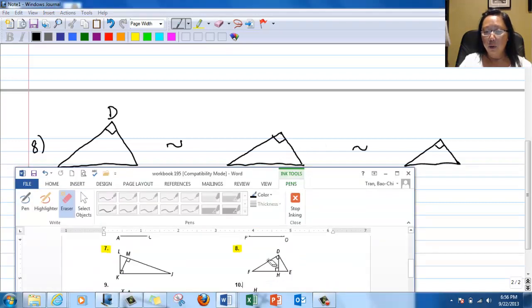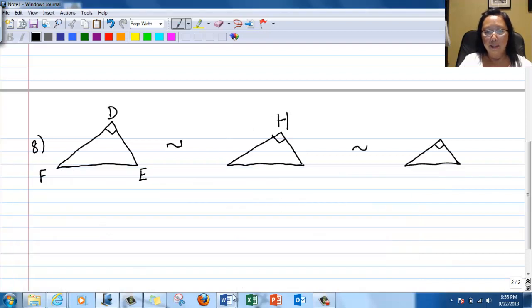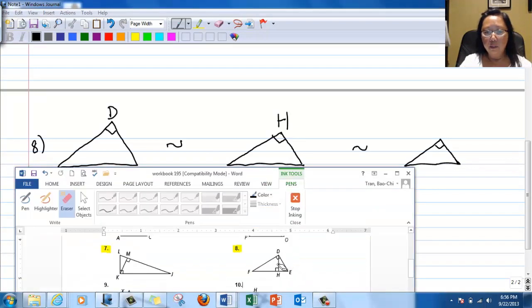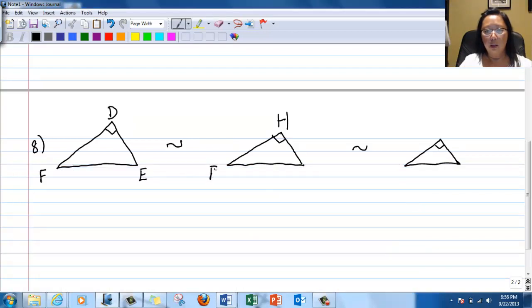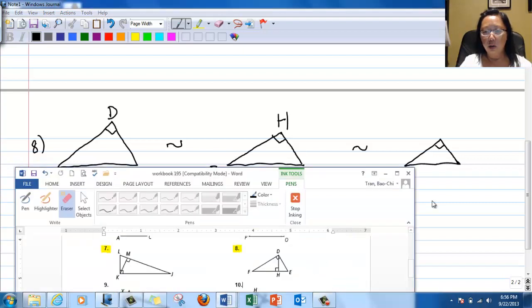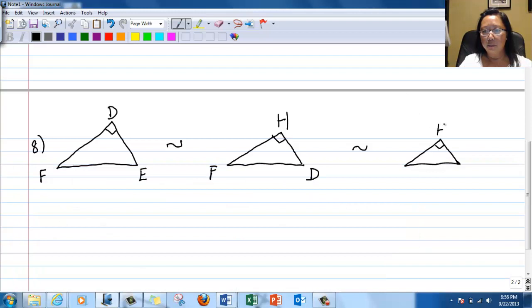Here, the medium one, I look for the right corner, which is H, so the right corner here will get an H. And then the hypotenuse of this medium triangle is FD. Okay, F is along the long corner, whereas D is along the short corner. Okay, so I'm going to put F along the long, D along the short. Now let's go after the small triangle. This small triangle, the right corner is invisible right there. That's where H is. So I put H here.